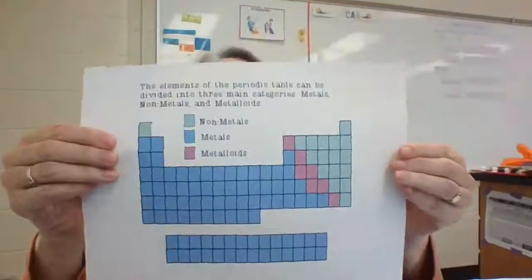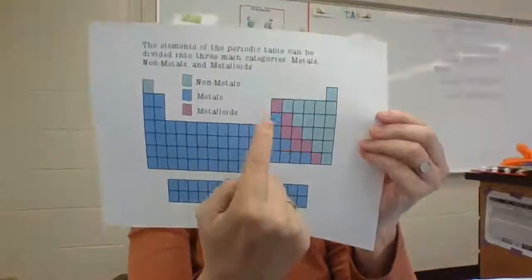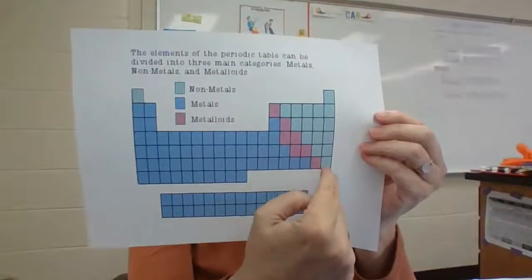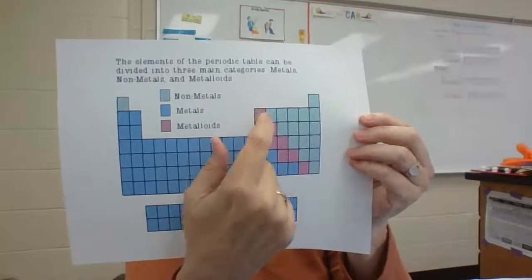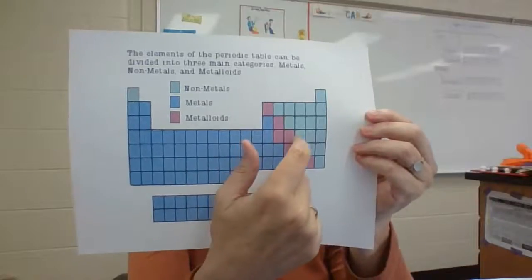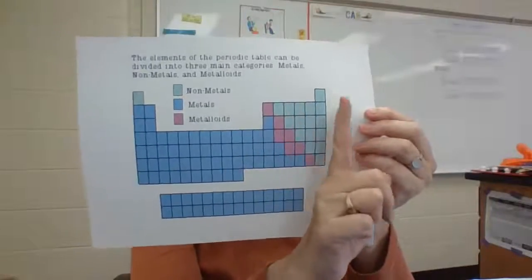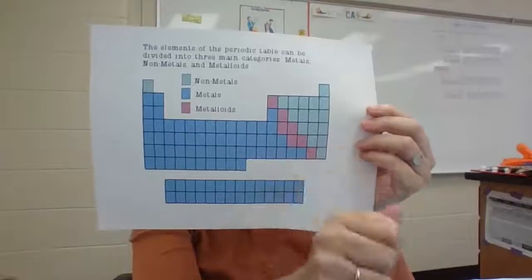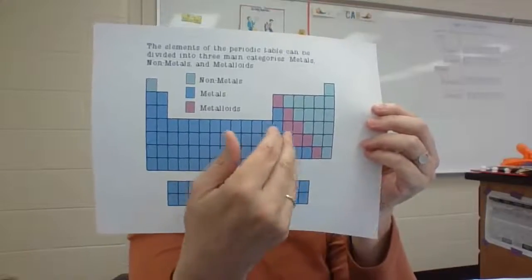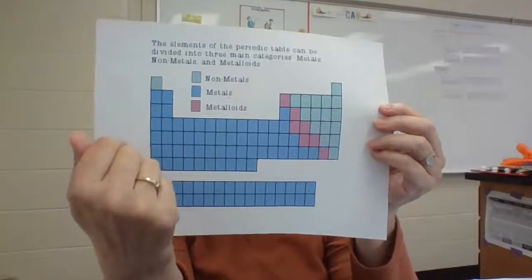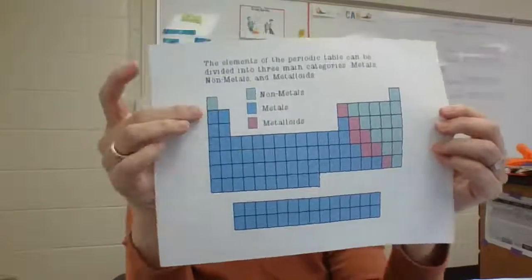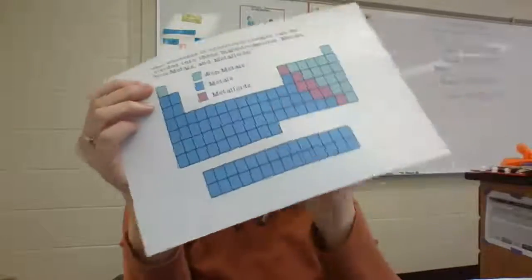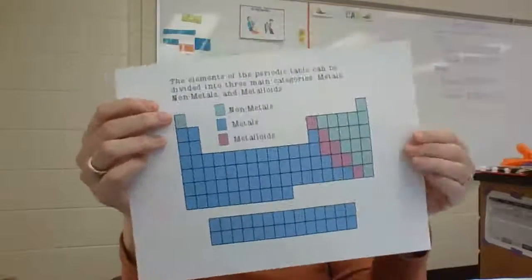All right, again, I'm going to point out that the metalloids, there are not nearly as many of them as there are metals, and they form a staircase. Everything to this side of that staircase is a non-metal, and everything else, if it's not a metalloid, it's a metal, except for hydrogen.